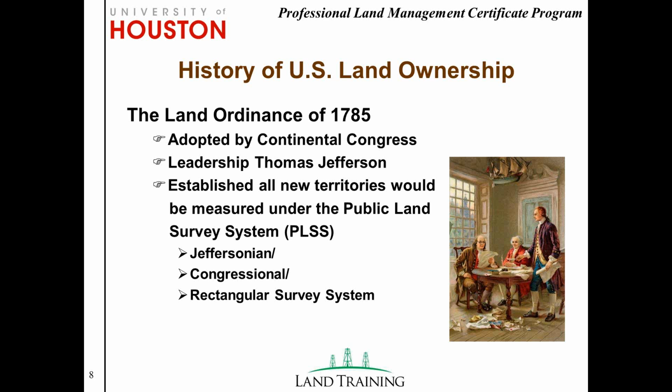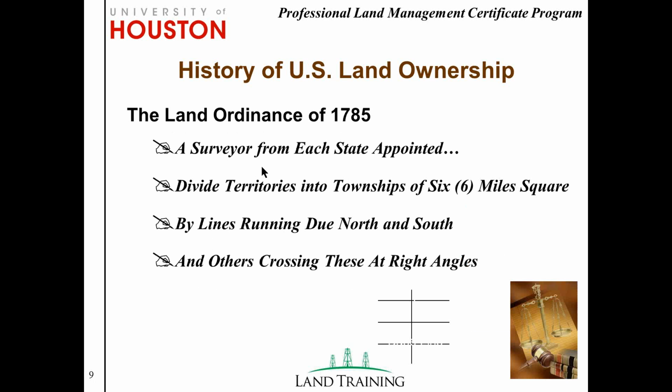1785. And what it says is that a surveyor from each state is going to be appointed. And that surveyor is then going to divide the territories into what we call townships. And that township is going to be 6 miles square. That means it's going to be 6 miles this way, 6 miles this way, 6 miles this way, and 6 miles this way. It's going to be 6 miles square. And it's going to be divided by lines that run north-south.